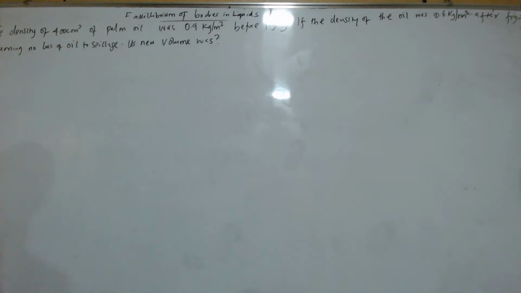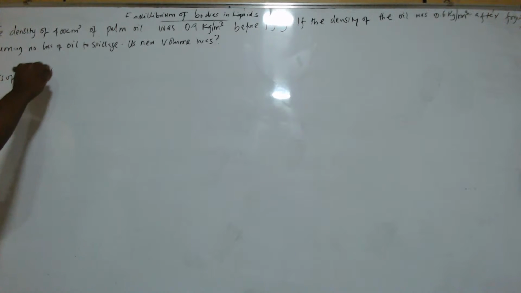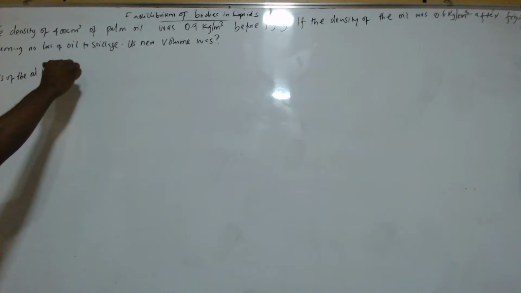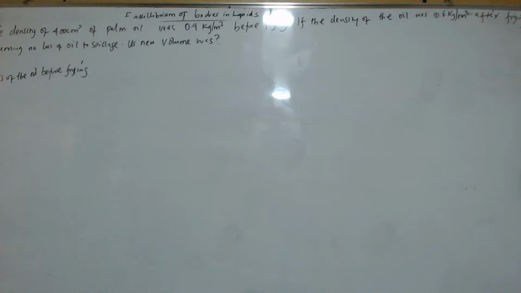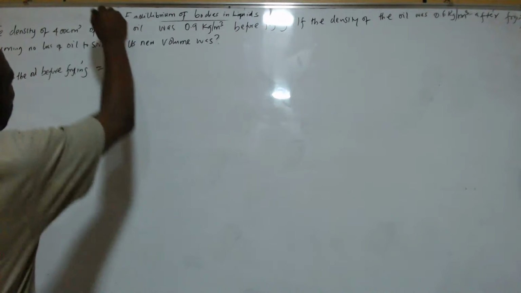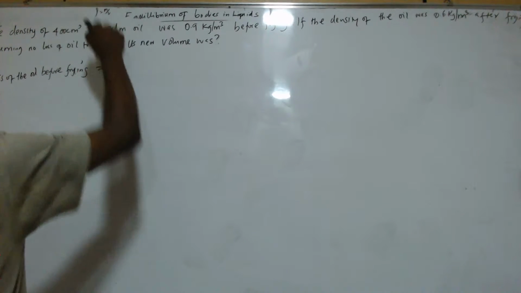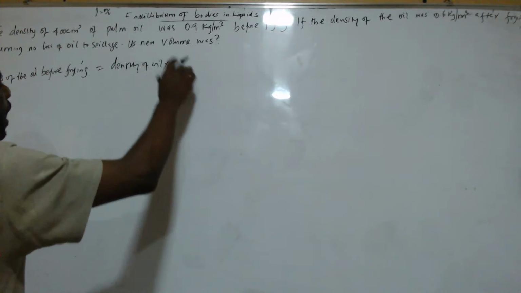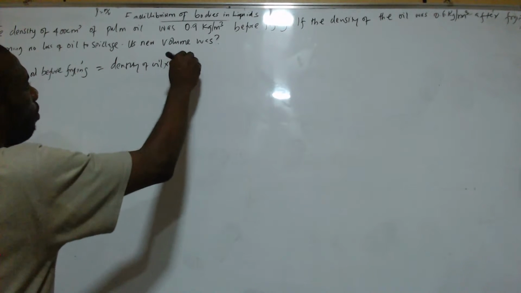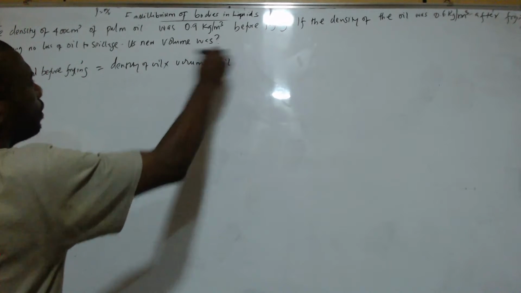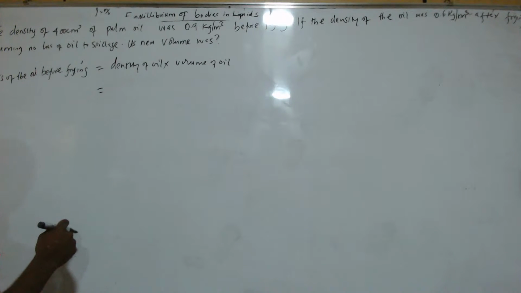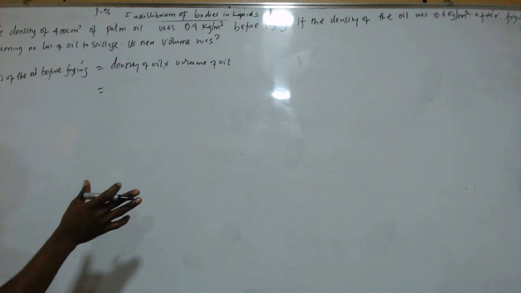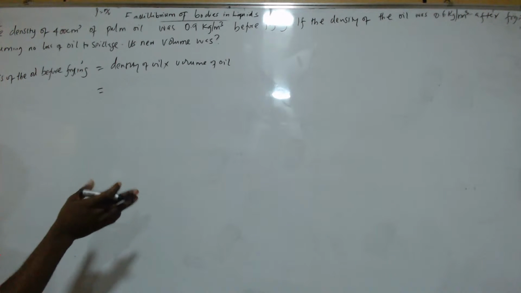Mass of the oil before frying will be, since we have density as mass over volume, so mass will be density of oil multiplied by volume of oil. So this will give us what? The mass will be the same since there is no oil spillage.